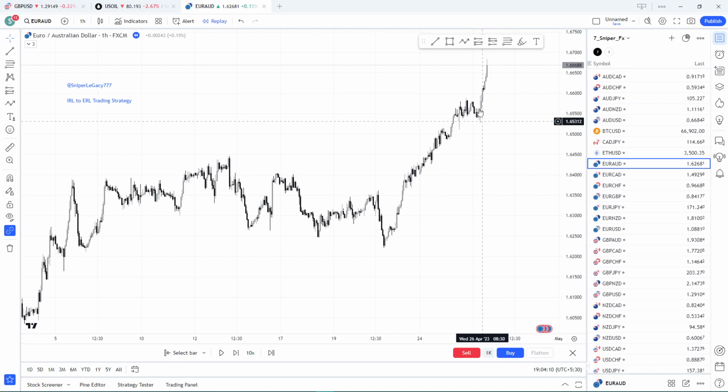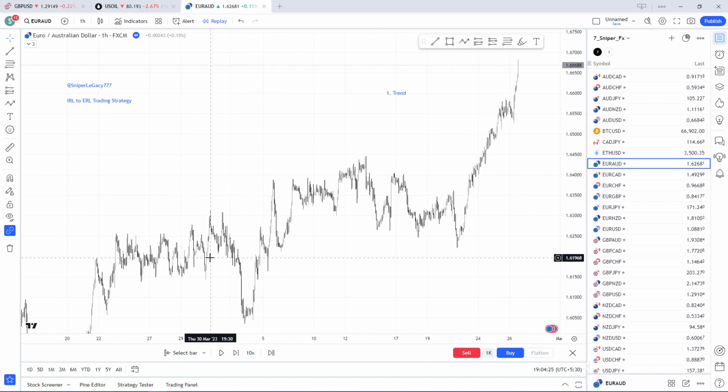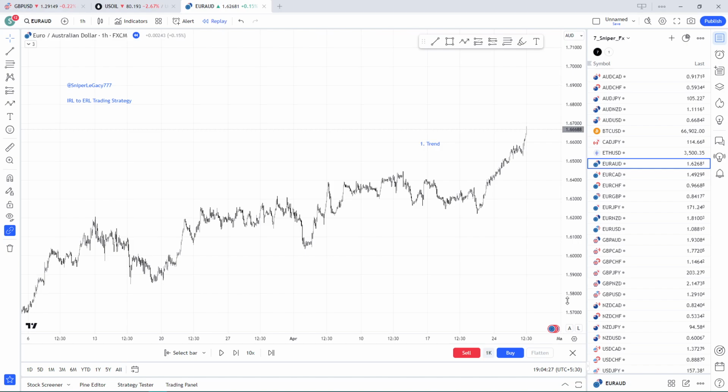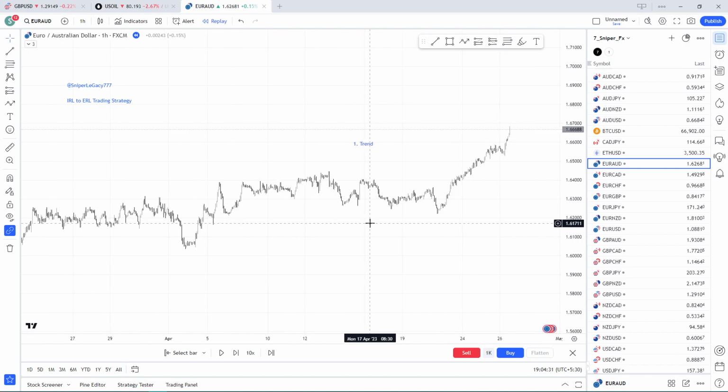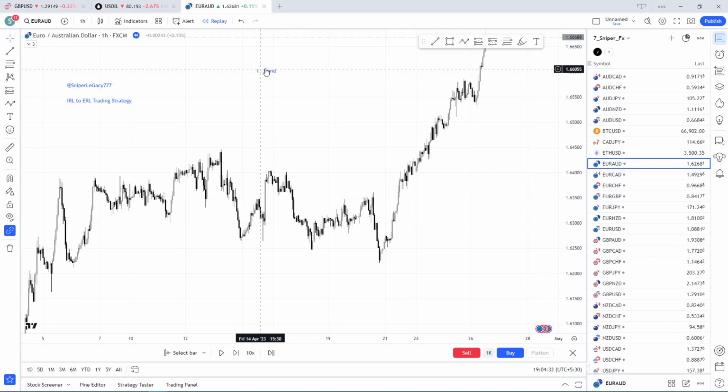The first thing that we need to know for the IRL to ERL strategy is we need to find the trend. We need to know what is the trend of the market. I'll just zoom out a bit to find out the trend. As we can all see, it is a bullish trend. Yeah, you guys are right.